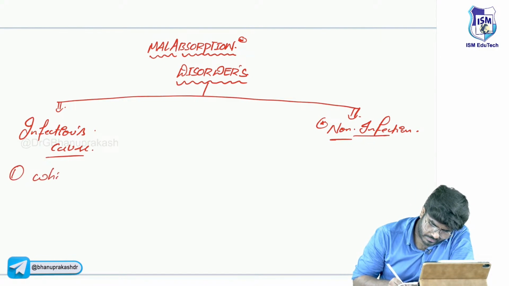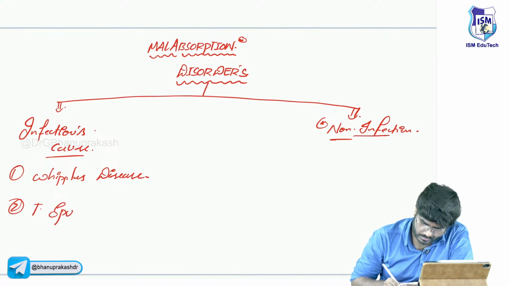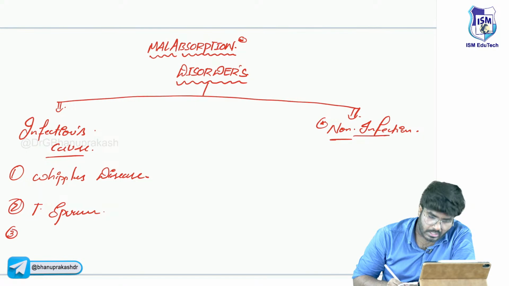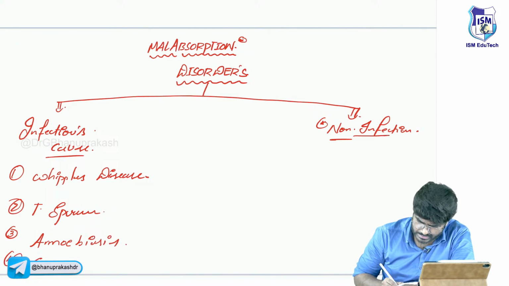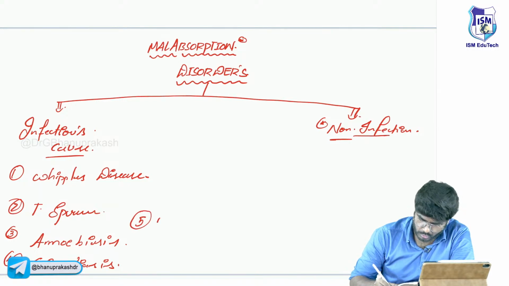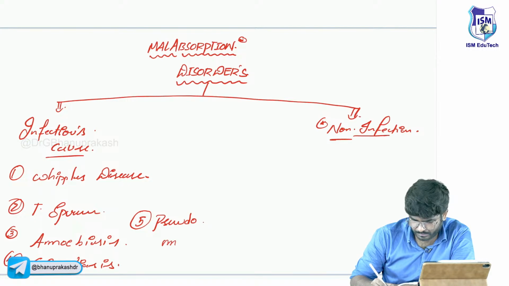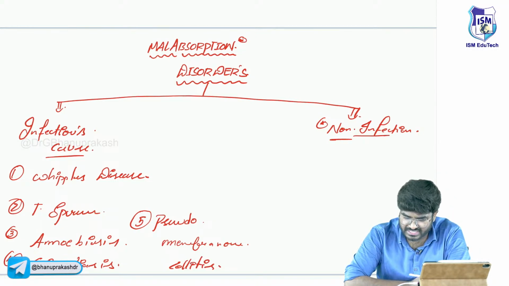One is Whipple's disease. Second one is tropical sprue. Third one is amoebiasis, and fourth is giardiasis; we'll discuss them. And one more thing is there, the fifth one, that is pseudomembranous colitis. So: Whipple's disease, tropical sprue, amoebiasis, giardiasis, pseudomembranous colitis.